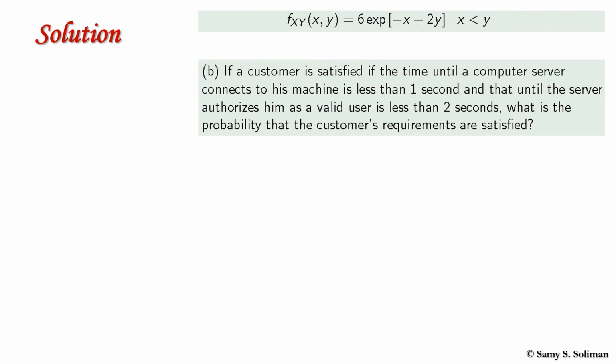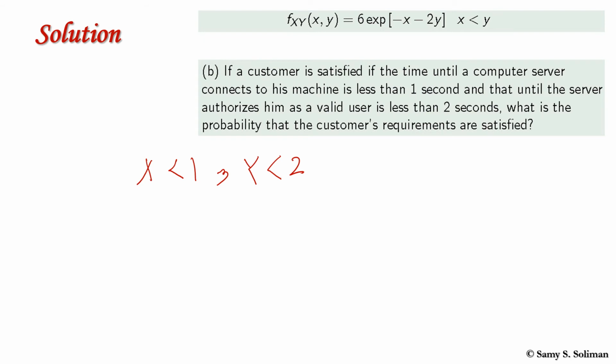The second part says a customer is satisfied if the time until a computer server connects to his machine is less than 1 second. So that's the time for connection, x, is less than 1 second, and the time until the server authorizes him as a valid user is less than 2 seconds. So that is y is less than 2. What is the probability that the customer requirements are satisfied?